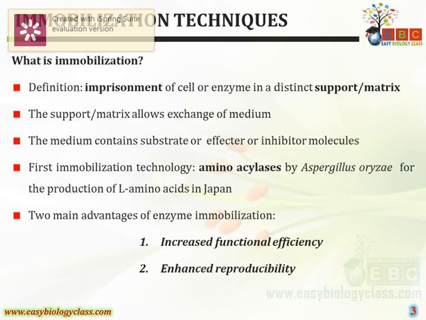There are two main advantages of enzyme immobilization. The first is increased functional efficiency. We want to increase the functional efficiency of industrial processes. Second, we want to enhance the reproducibility of any biochemical process. That's why we adhere, fix or hold the enzyme on a support matrix.